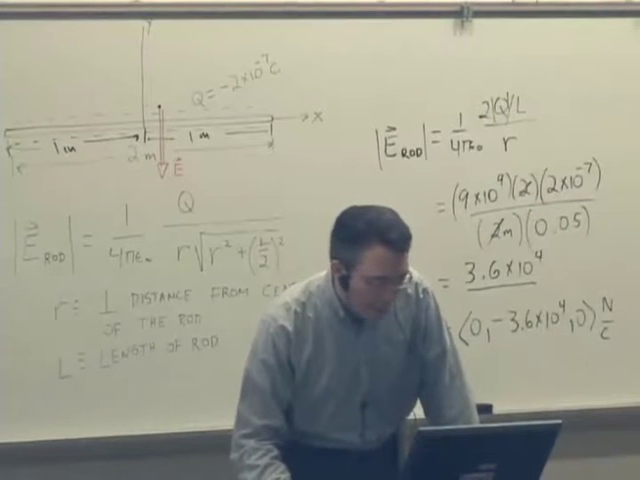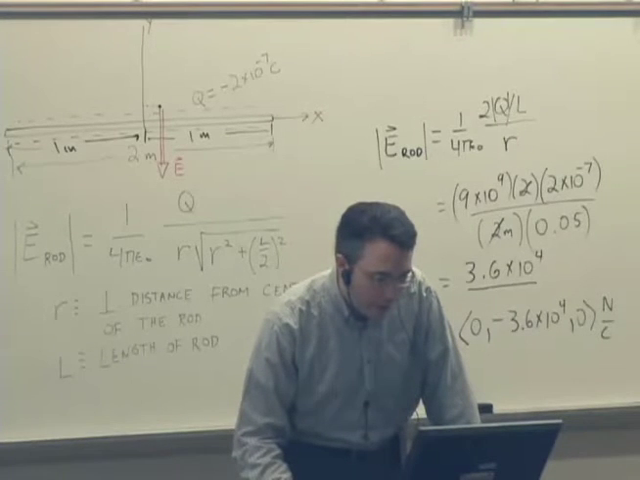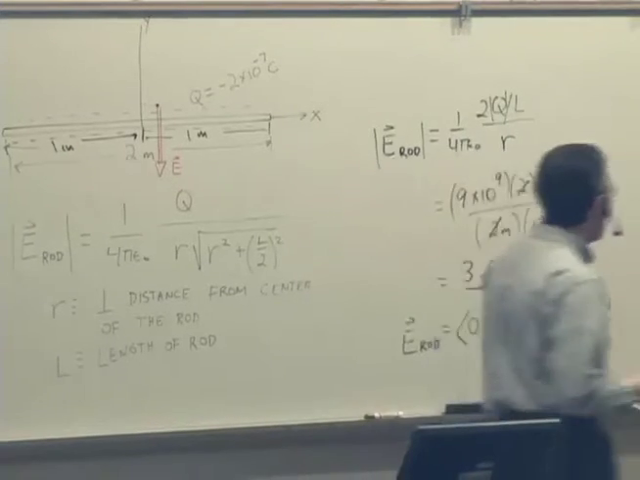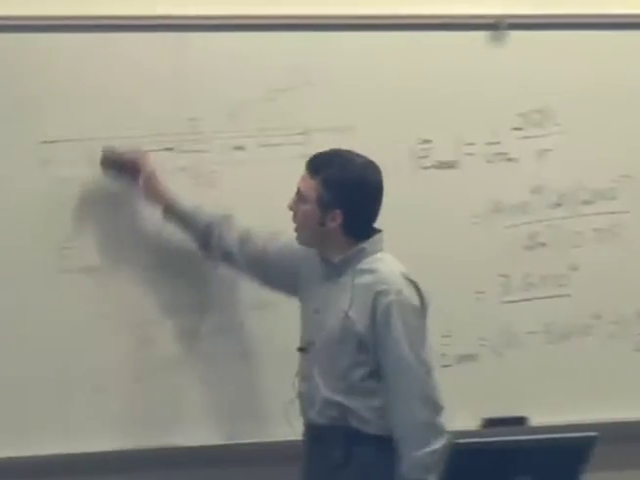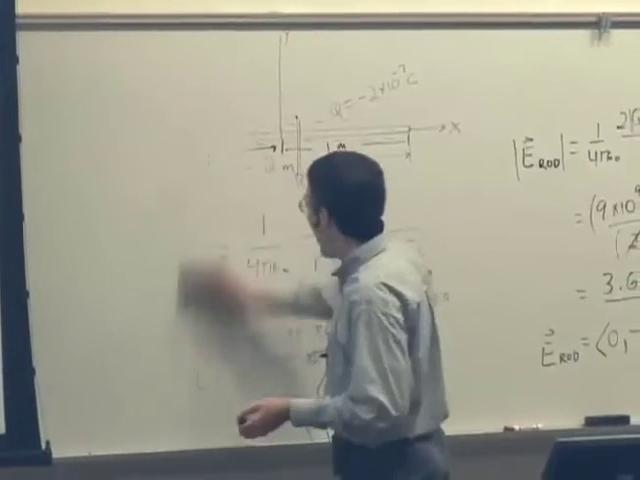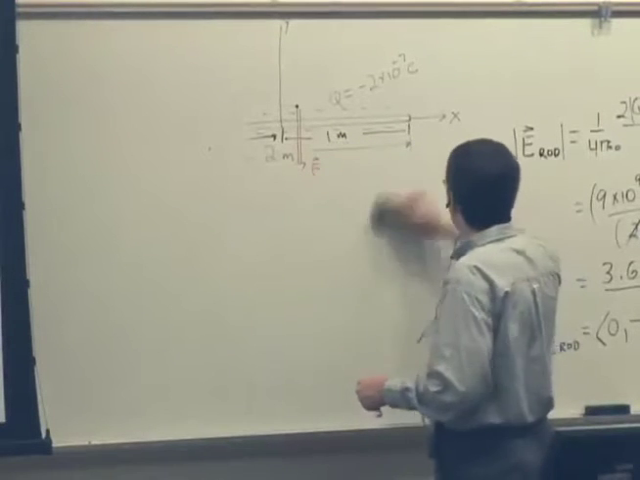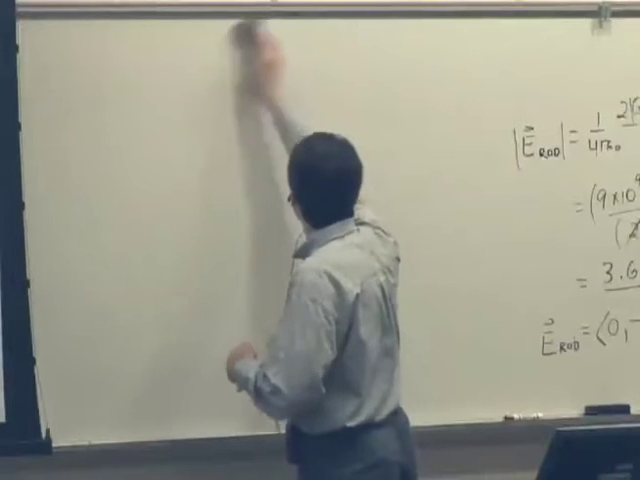So we're going to play this game a couple more times, just looking at different charged objects and trying to calculate expressions for the electric field due to those charge distributions. So the thin rod is one that shows up quite a bit. It's kind of a common and simple example of a charge distribution.